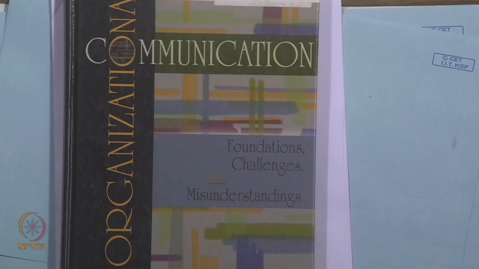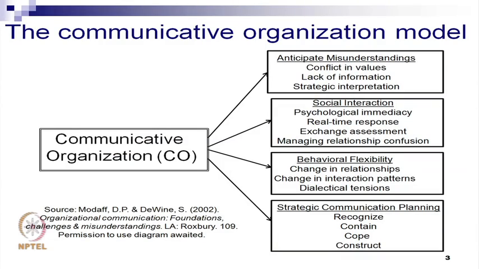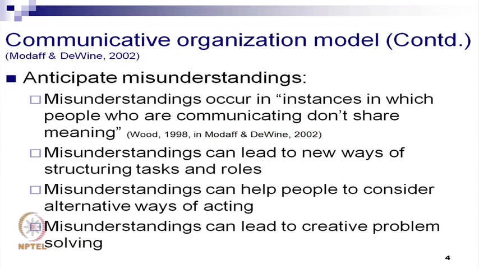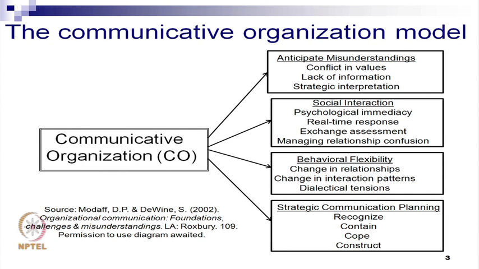Let's see what comes. So this diagram is from that book, and I will help you go through each stage of the diagram. I think this model is very applicable to the topic of discussion here. Now, the first part of this model is the anticipation of misunderstandings. Let's go back to the model. Communicative organization comprises anticipation of misunderstandings, social interaction, behavioral flexibility, and strategic communication planning. So, these are the 4 aspects of any organization that facilitate its creation as a communicative organization.